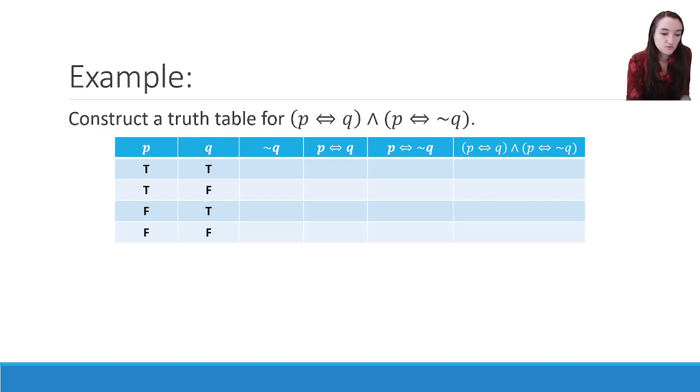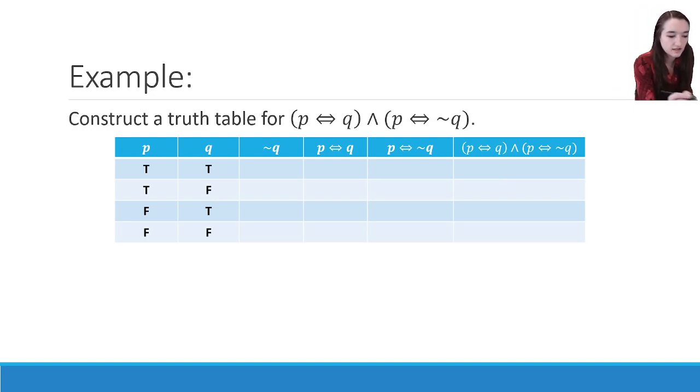So let's construct a truth table for P if and only if Q and P if and only if negation of Q. And then we're going to say whether or not this is a self-contradiction, a tautology, an implication, anything like that. So here, I've already provided us with our header columns. We've got our direct negation of Q, our P if and only if Q in parentheses, our P if and only if negation of Q in parentheses, and then our final and statement that's outside of the parentheses.